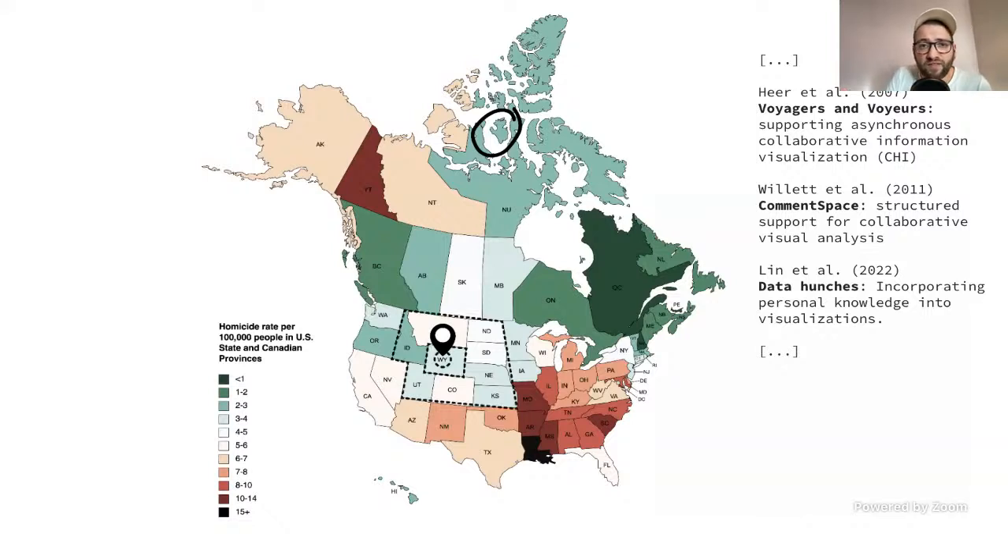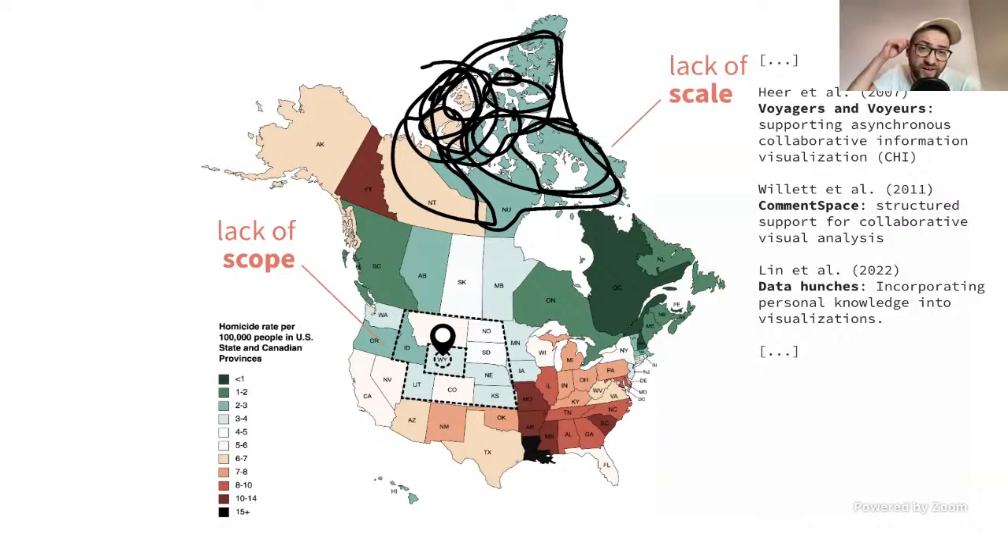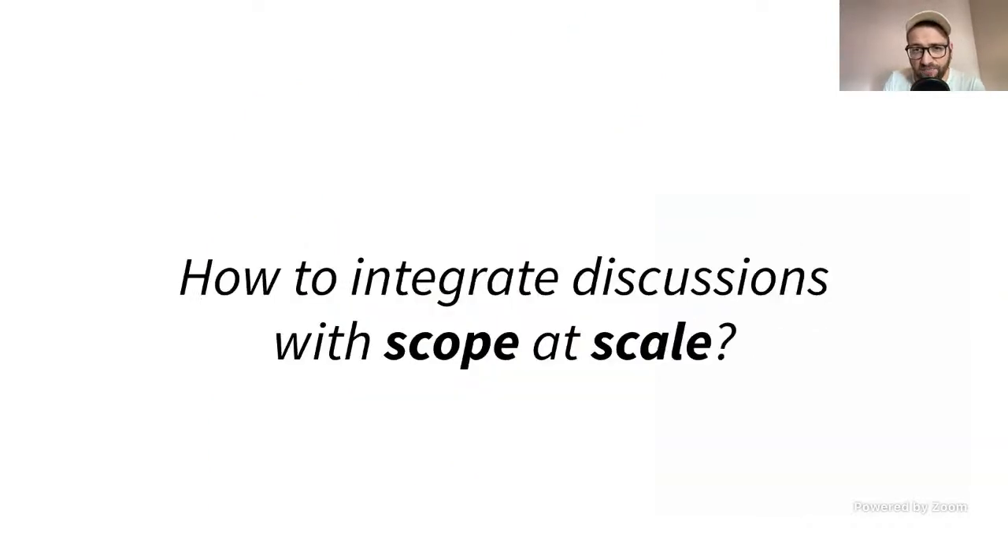But the problem of these map markers that we see in the US is that they are just not very precise. Do they refer to the exact spot they are on or to a wider area? And if so, how wide exactly? Up in Canada, we have some freehand drawings, and they can be very precise because you can very uniquely draw them. But if hundreds of people use them, they become illegible. So what we find is that it's hard to simultaneously have comments that are precisely scoped and able to scale. So how can we integrate discussions with scope at scale?